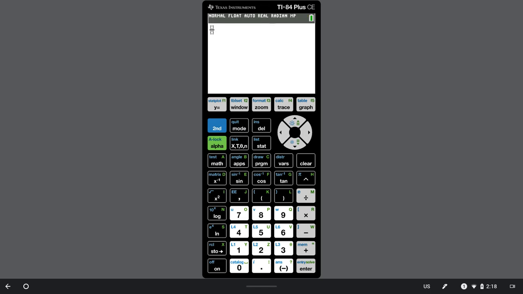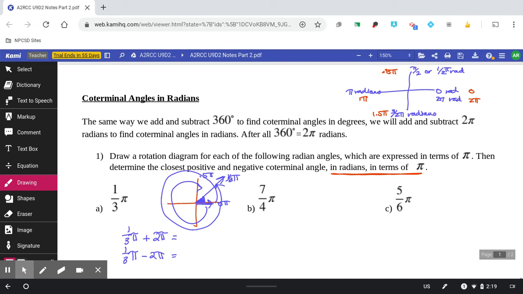So let's go ahead and go into your fraction, and you would have 1/3 and then plus 2. And you would also do 1/3 minus 2. And this simplifies the fractions for you also. So you can see that we have 7/3 and -5/3, and don't forget to add the pi to it. Okay, so we have 7/3 pi and -5/3 pi. Those are our coterminal angles.